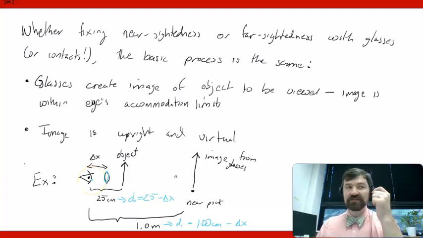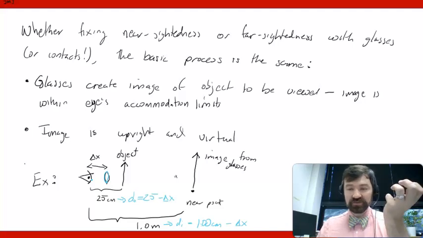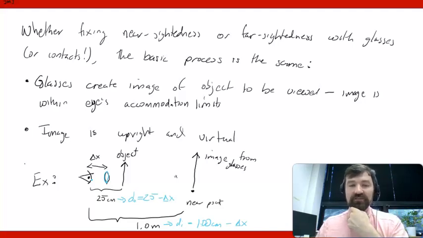Thus, if your glasses sit, let's say, 3 centimeters in front of your eye, then the object, which is at 25 centimeters from your eye, is only at 22 centimeters from the glasses, and the image, which is 1 meter from your eye, is only 97 centimeters from the glasses.